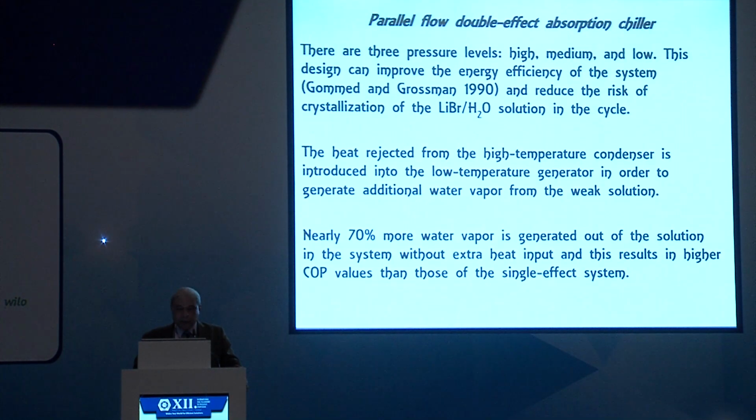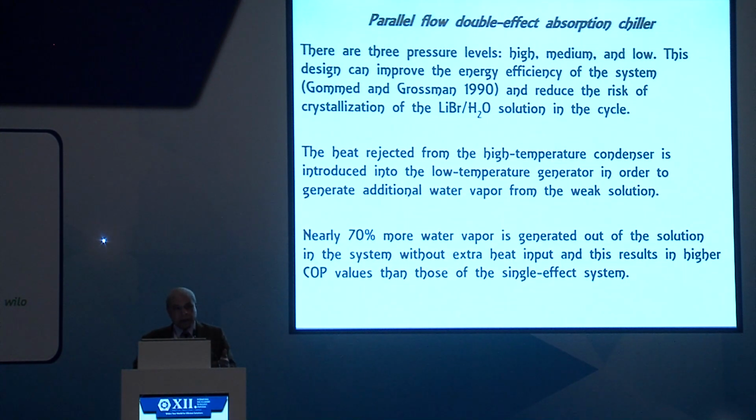And for this particular one, it has basically three pressure levels, a high pressure level, a medium pressure level, and a low pressure level. And this design can improve the energy efficiency and reduce the risk of crystallization for the lithium bromide water solution in the cycle. The crystallization, of course, is a serious issue with lithium bromide, because lithium bromide is solid. It's like salt, essentially. And if you have solid forming inside the loop where the working fluid is, then you've got a problem. The solution pump will have problems pumping a mixture of solid and liquid. So you'd want to avoid crystallization.